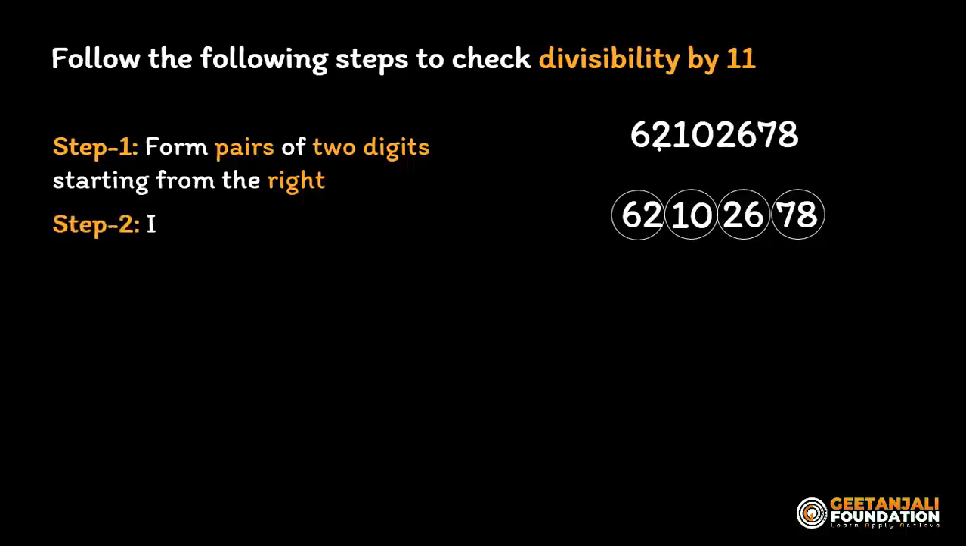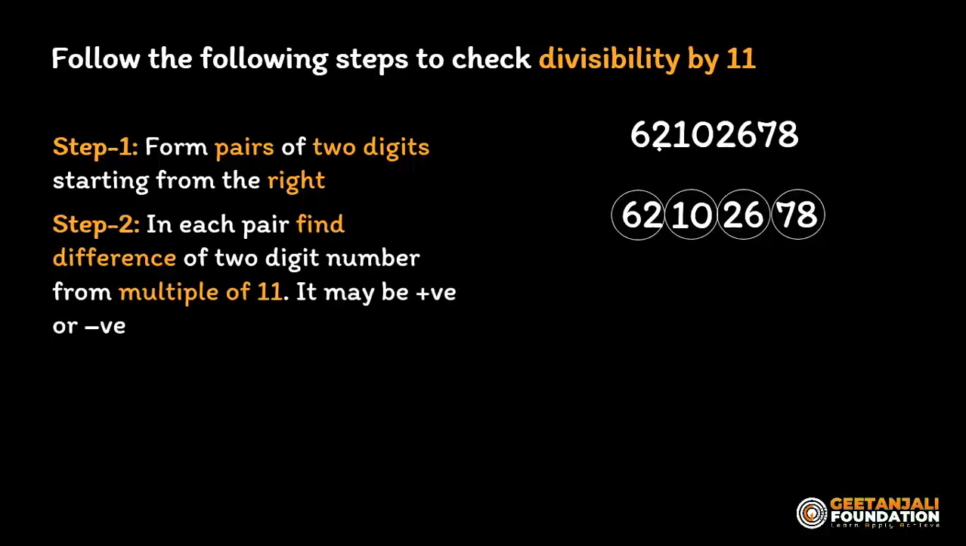And now what's the second step? In each pair, find the difference of the 2-digit number from a multiple of 11. It may be positive or negative. It means we need to take the closest multiple of 11 for each pair. Here the number is 78. So the closest multiple of 11 to 78 is 77. And 78 is 1 more than 77. So the difference is 1. Same with this pair. The closest multiple of 11 is 22. And this is 4 more than 22. So the difference is 4.